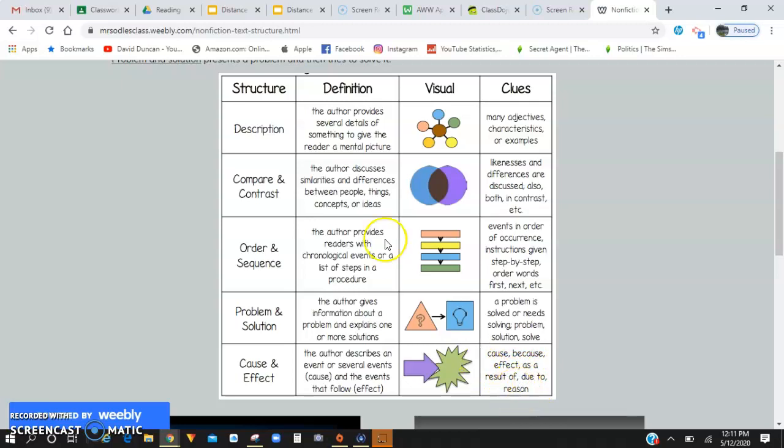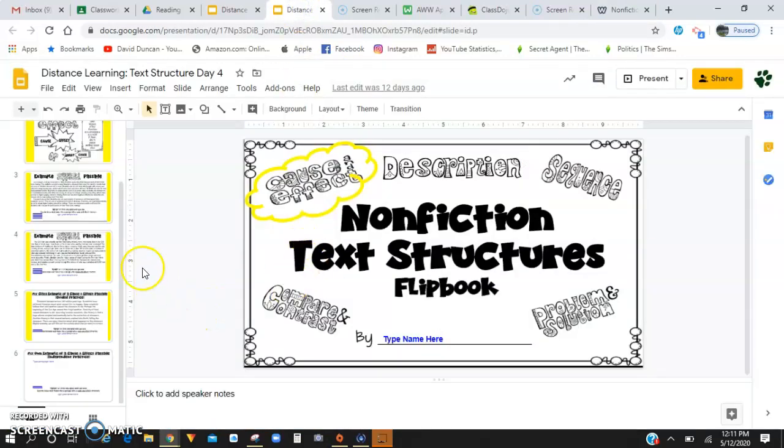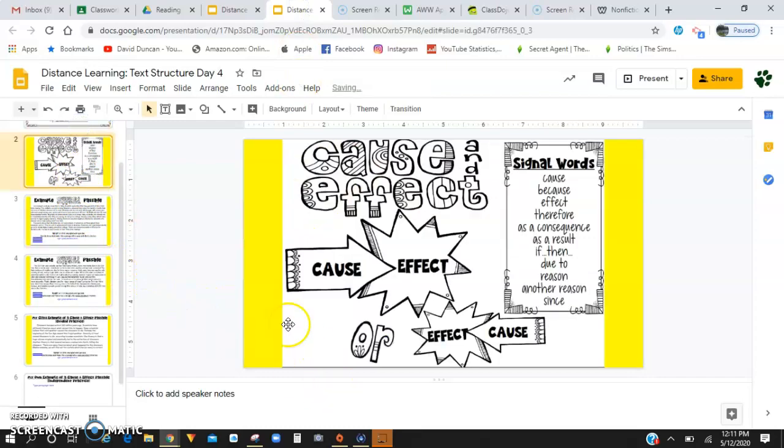due to, and reason. So going over and looking at our anchor chart that is on our slide here. Again, some more signal words: as a consequence, if, then, reason, another reason, since. Also, it's important to know that it's not only cause and effect, it also can be an effect or cause. Okay, so these can be interchanged. It doesn't always have to be a cause and then effect. There could be an effect, and then there could be causes that are taking place after that effect. So just kind of keep that in mind.